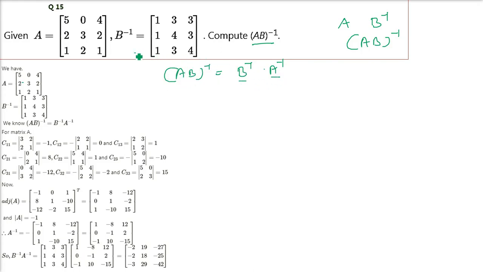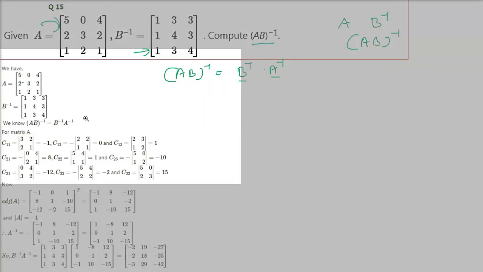Okay. Now AB inverse we have to find out. So B inverse is already given in the question. A inverse we have to find out. So this is a 3 by 3 matrix. I hope you will be able to do it because we have already done questions like this.